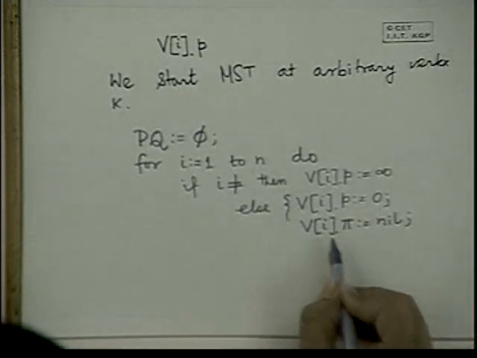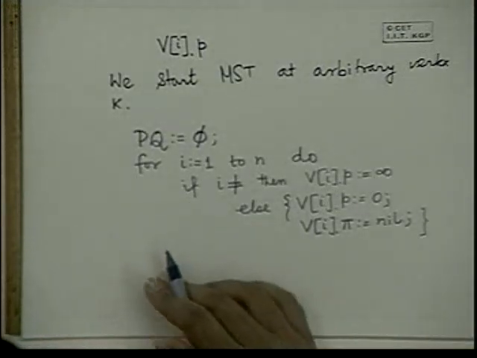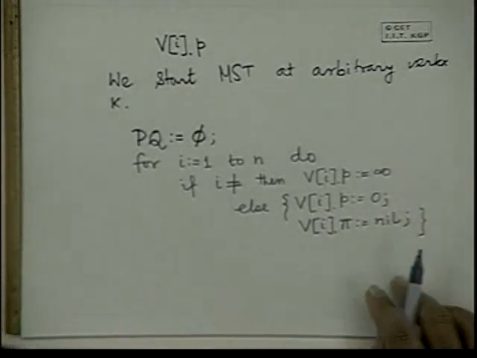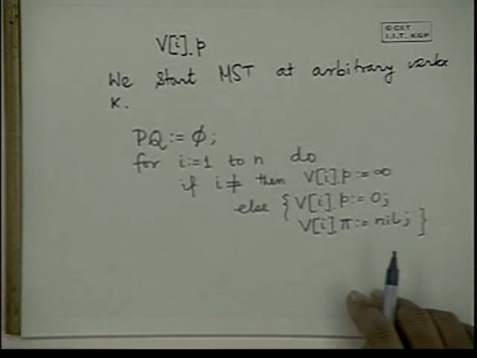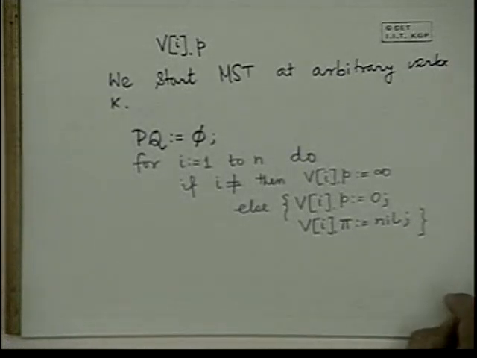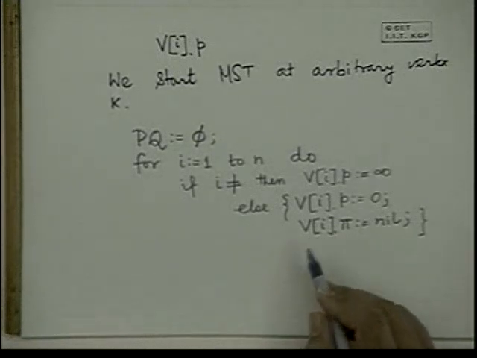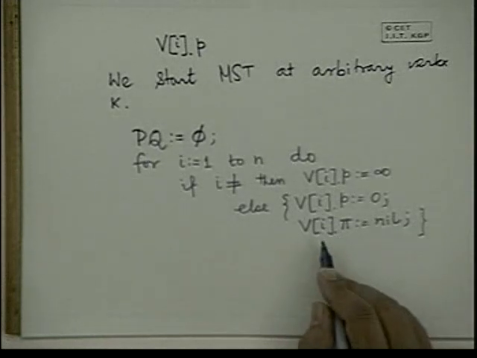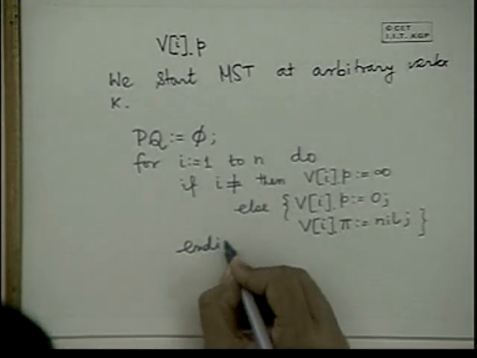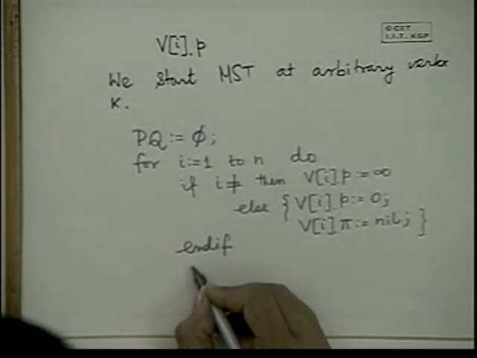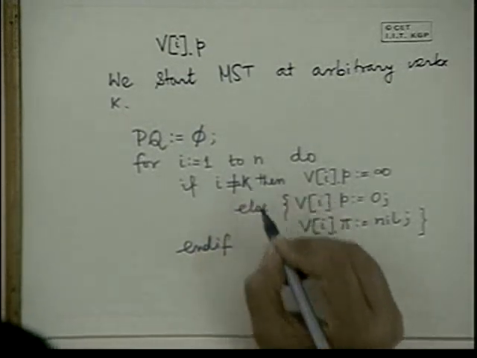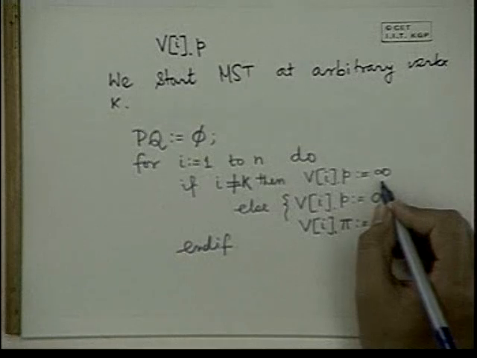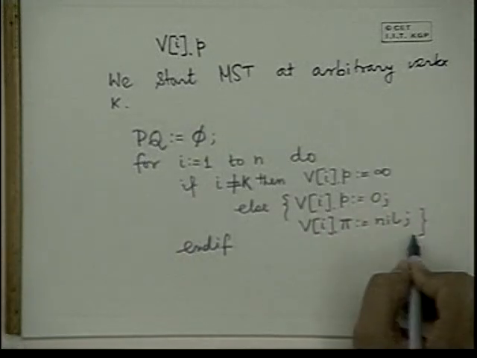So this is the else part basically. I'll tell you what that pi field is. Actually, we have already seen what that pi field is. The pi field will tell you from which vertex this particular vertex is being chosen. So through the pi field you can reconstruct the minimum spanning tree, just like in depth first search. So this is end if. If i is not equal to k, then you put the priority as infinity, otherwise you do this.